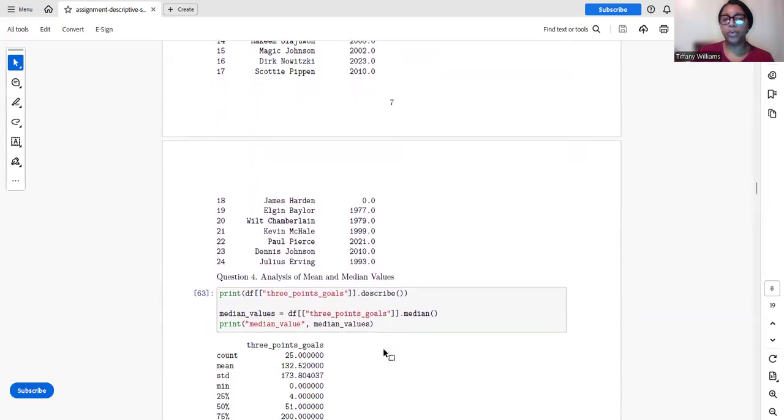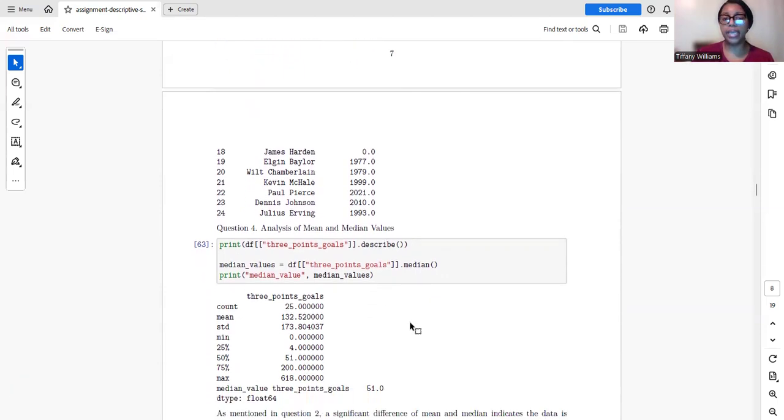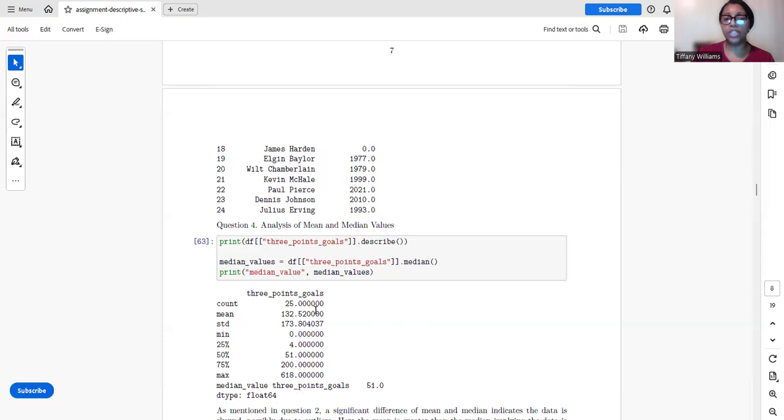As we move on to question number 4, analysis of mean and median values. As I stated, if there is a discrepancy or difference between the mean and median, that means that there is probably an outlier that's causing the mean to steer one way or the other away from the median. As we look at 3-point goals made, we have the mean at 132, but the median is substantially lower at 51. So with 132 being the mean above the median, that means that there's going to be an extreme outlier on the right-hand side or the upper bound.